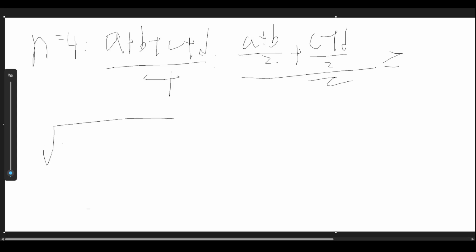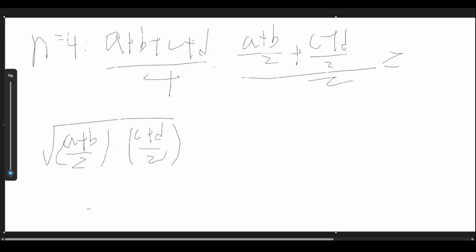inequality. And what we can do to prove this is actually use the n equal to 2 case. How do we do that? We can write the fraction as a plus b over 2 plus c plus d over 2, all over 2, right? And then what do we know about this? This looks like AMGM, right? But a is a plus b over 2, and b is c plus d over 2, if that makes sense. So we can apply the AMGM, and then we know that this thing is bigger than the square root of a plus b over 2 times c plus d over 2, right?